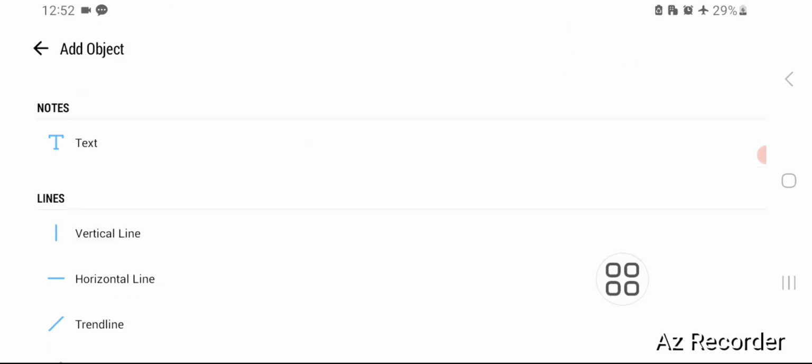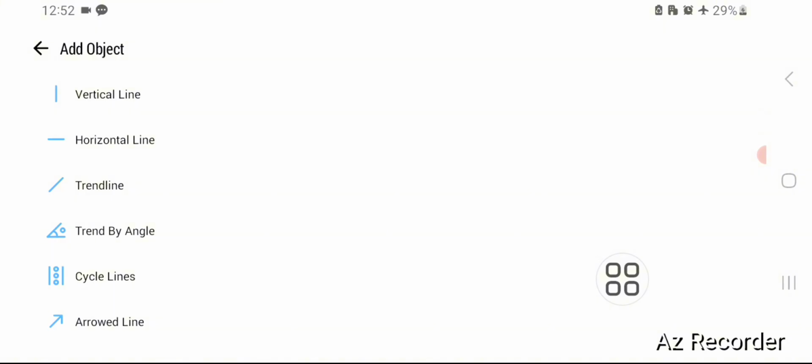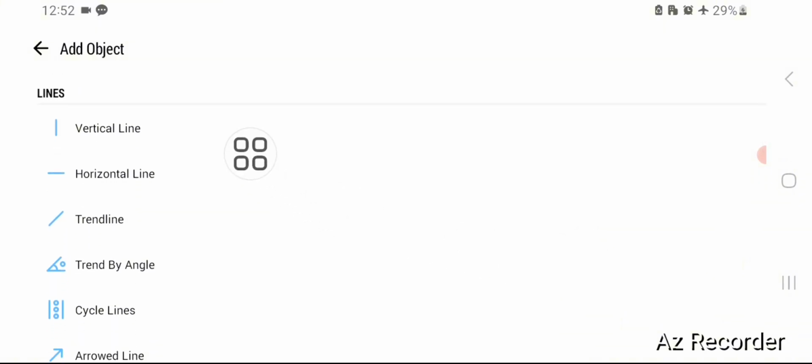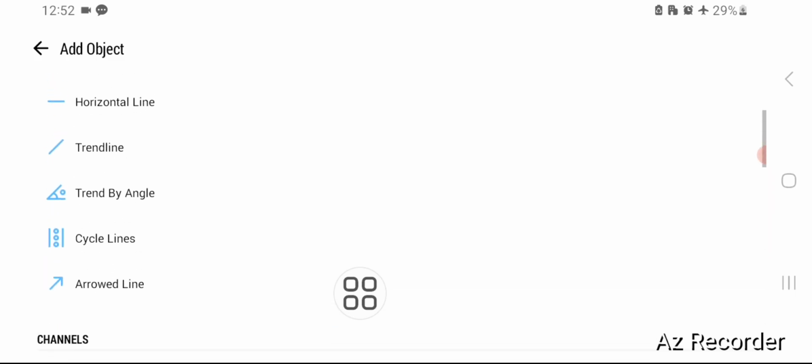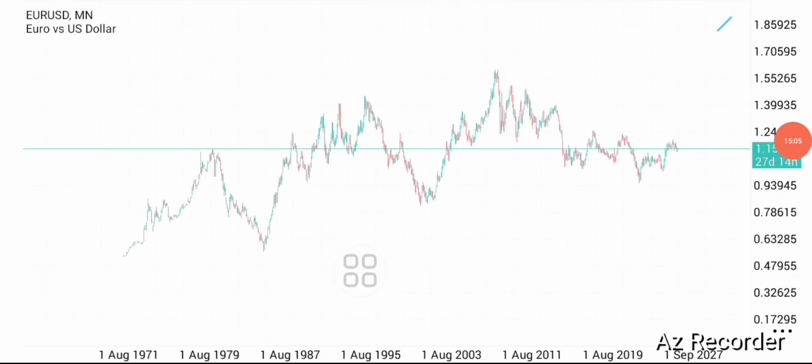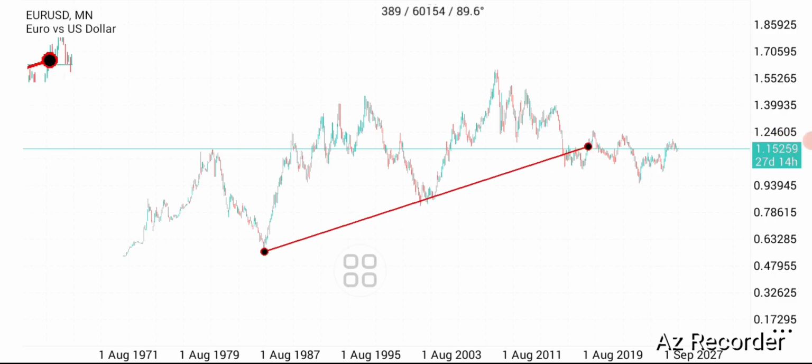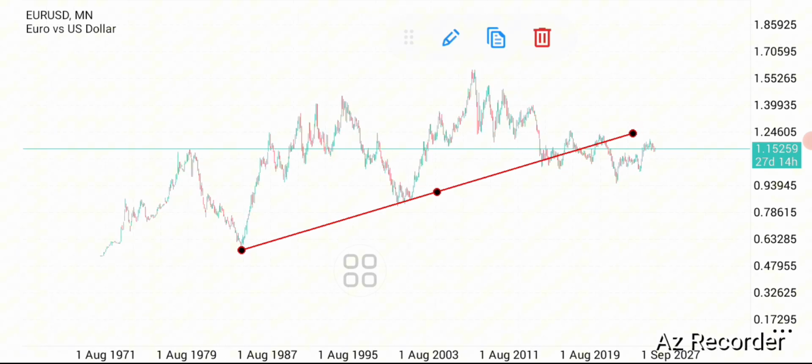Just touch it and you find we have several tools here that you can use. We have the vertical, the horizontal line, trend line. Down here, we have other tools, equidistance and all that. So you can just touch trend line. You already have it, and we can just touch the screen or start the graph, and you can be able to draw easily. We are using trend line because trend lines are easy to draw.